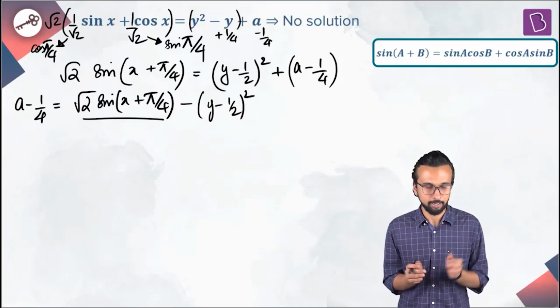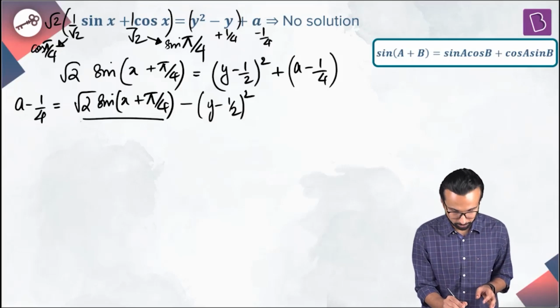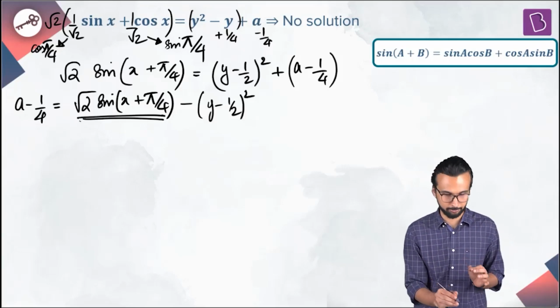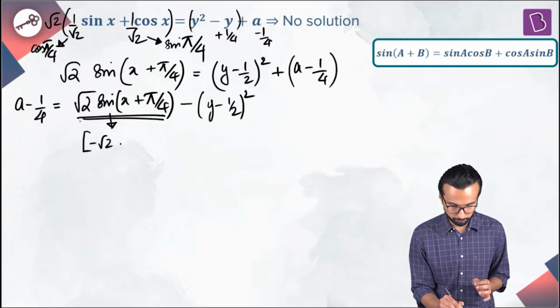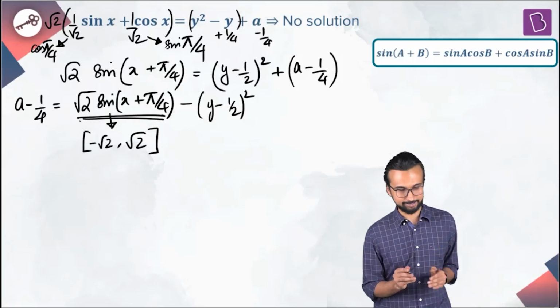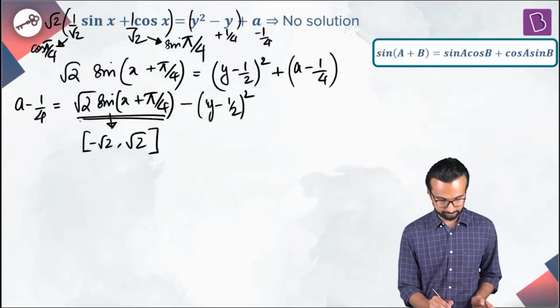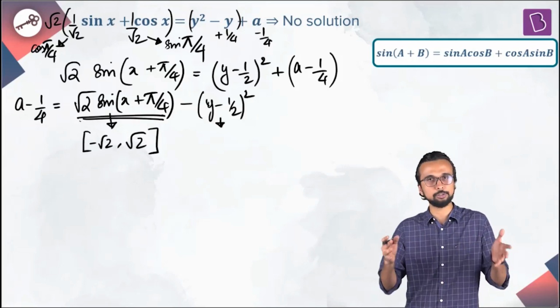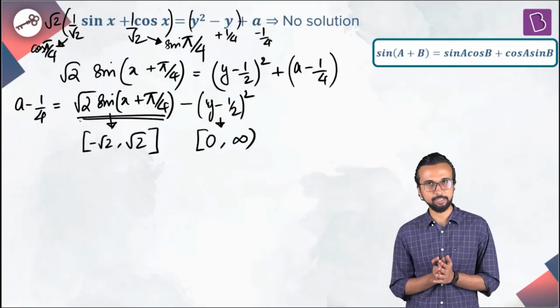Agreed? When you multiply that sine by root 2, the entire value, root 2 into sin of x plus pi by 4, will lie between minus root 2 and plus root 2. Okay, next, let's look at y minus half the whole square. This is nothing but a simple whole squared. So that will be from 0 till infinity.